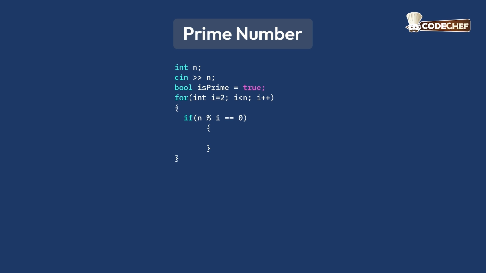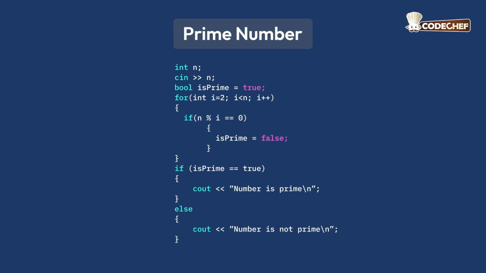If at any point i divides n, then the number is proved to be not prime. If this condition is true, that means the number is not prime. So we set the variable isPrime to false. Okay, our logic to check whether a number is prime or not is now complete. Once the loop is complete, we will use an if condition. Check if isPrime is true, then we print number is prime. Else, we print number is not prime.